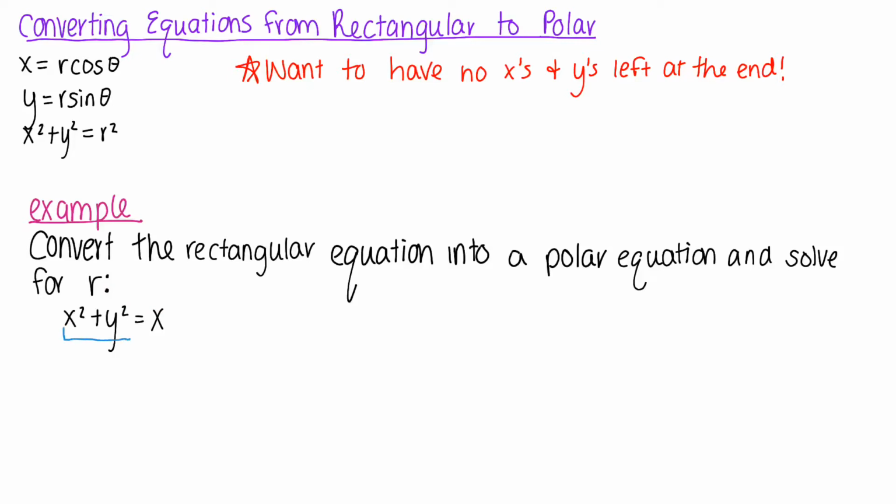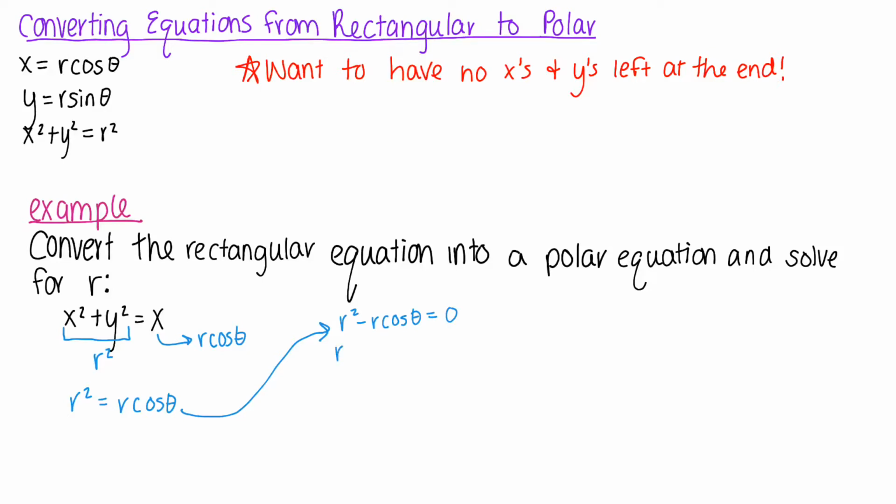X squared plus y squared, that's r squared. And then x is r cosine theta. So we have r squared is equal to r cosine theta. Now, it's tempting to want to divide by r on both sides, and technically you'd get the right answer if you do, but it's improper to divide by r because r could be 0. So really what you should be doing is subtracting the r cosine theta off of both sides so that one side is 0.